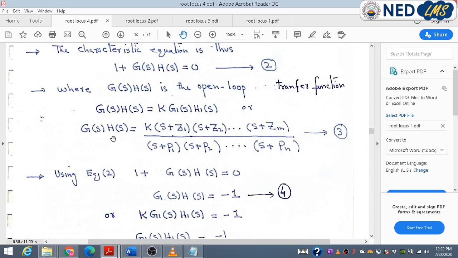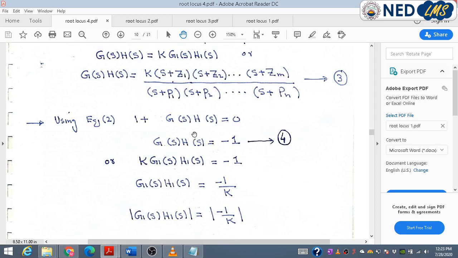Here is the generalized form of the open loop transfer function: K times the finite zeros in the numerator, and in the denominator the finite poles. If I separate k from the rest of the terms, the rest can also be written as G1(s)H1(s). So there are two representations of the open loop transfer function: one with k and one without k. If k is included, we write the transfer function as G(s)H(s). If k is excluded, the open loop transfer function is written as G1(s)H1(s). These are the two representations which we have used in this root locus topic.